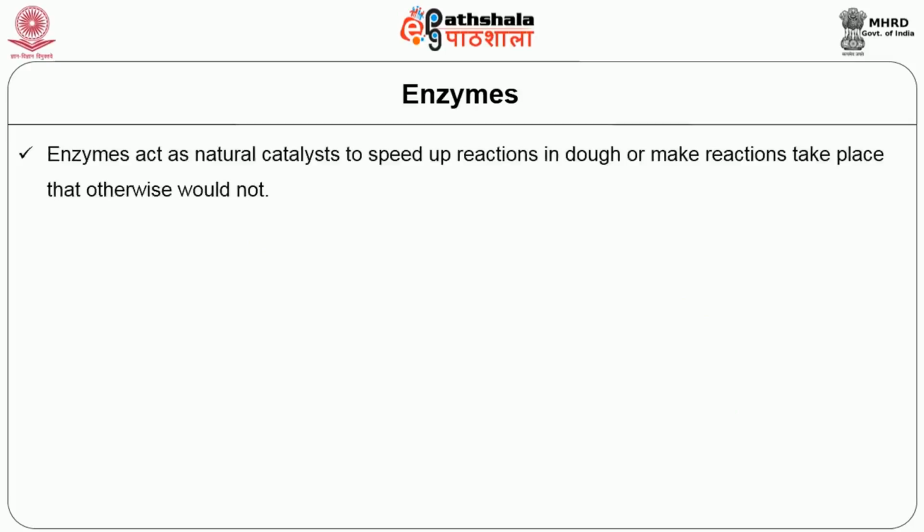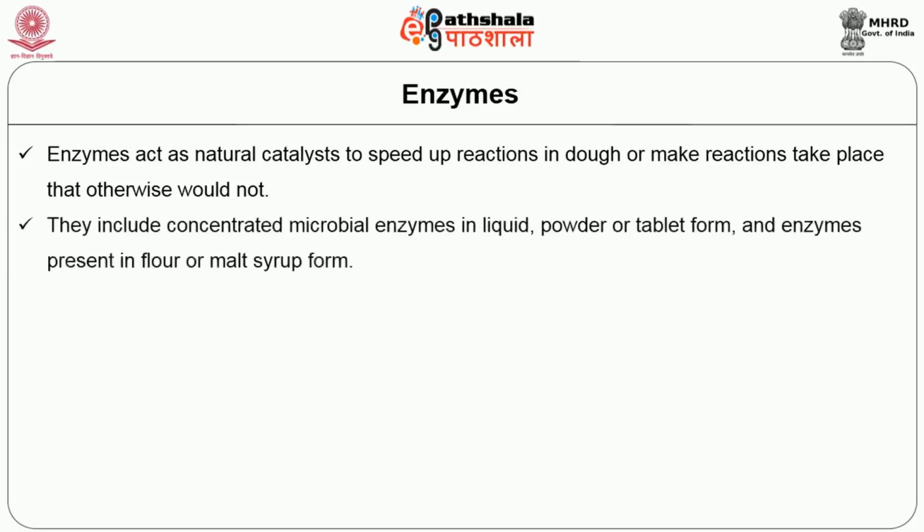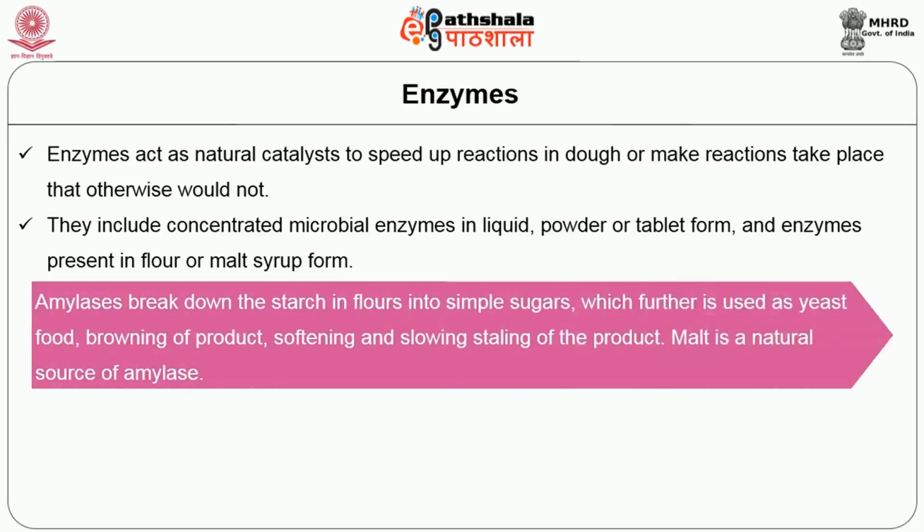Enzymes act as natural catalysts to speed up reaction in dough or make reactions take place that otherwise would not. They include concentrated microbial enzymes in liquid, powder or tablet form, and enzymes present in flour or malt syrup form. The following enzymes are used in improving flour quality: amylases, which break down the starch in flours into simple sugars, which further is used as yeast food, browning of product, softening and slowing staling of the product.